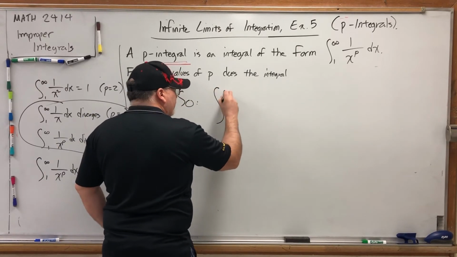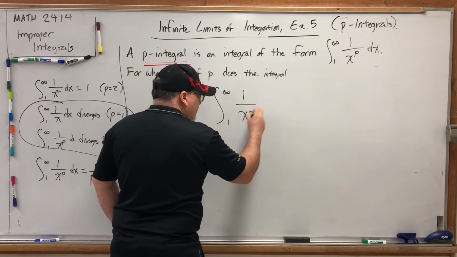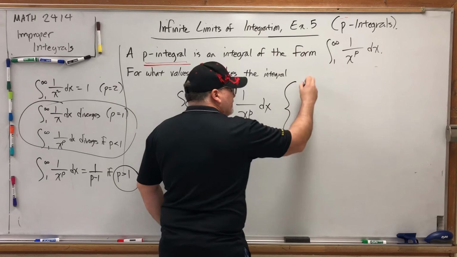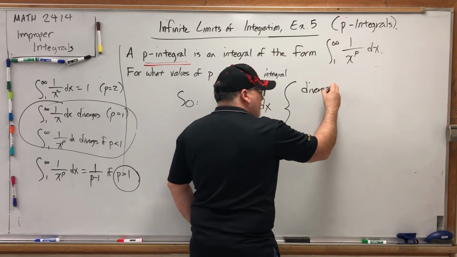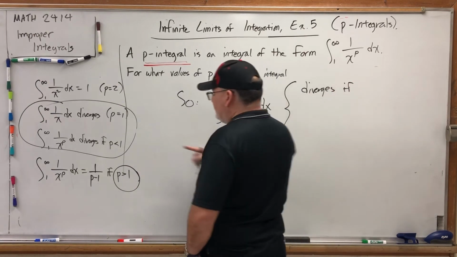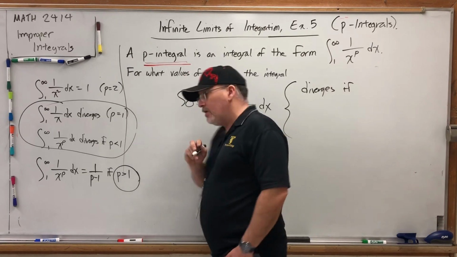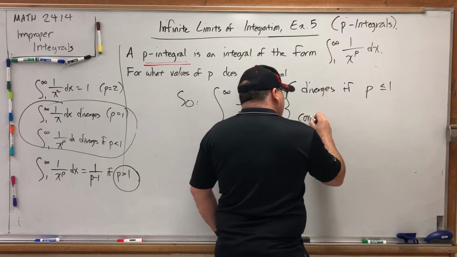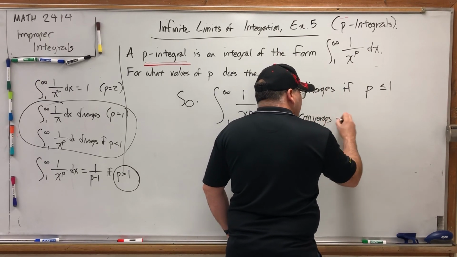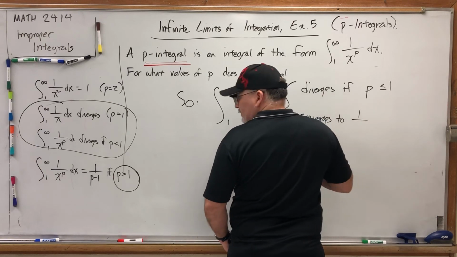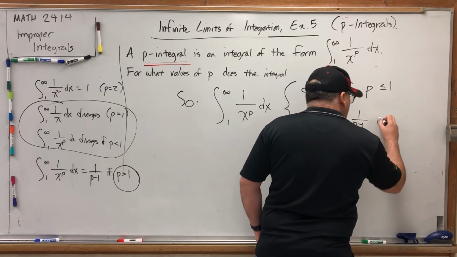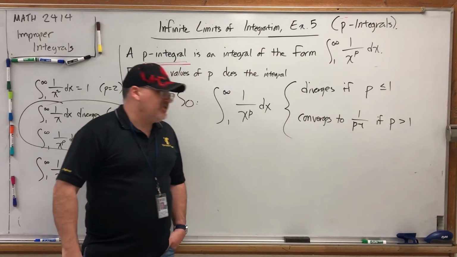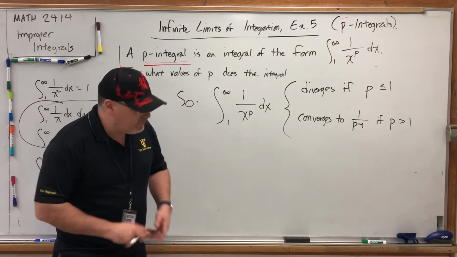The integral from 1 to infinity of 1 over x to the p dx diverges if p is less than 1 or if p is equal to 1. So we can say if p is less than or equal to 1. And it converges, but not only converges, it converges to 1 over p minus 1 if p is greater than 1. And we've completely categorized everything that this integral can do.